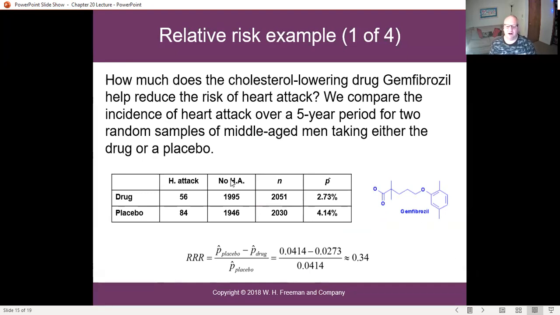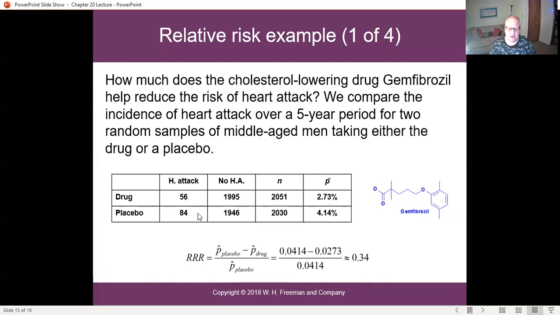There are two other important ones we're going to talk about that use RRR. But before we do that, let's go back to drug G and talk about that for a minute and see how we can apply that with RRR. How much does the cholesterol lowering drug G help reduce the risk of a heart attack? We compare the incidence of heart attack over a 5-year period for the two random samples of middle-aged men taking either the drug or the placebo, which we just did. And we were familiar with that and comfortable with that.